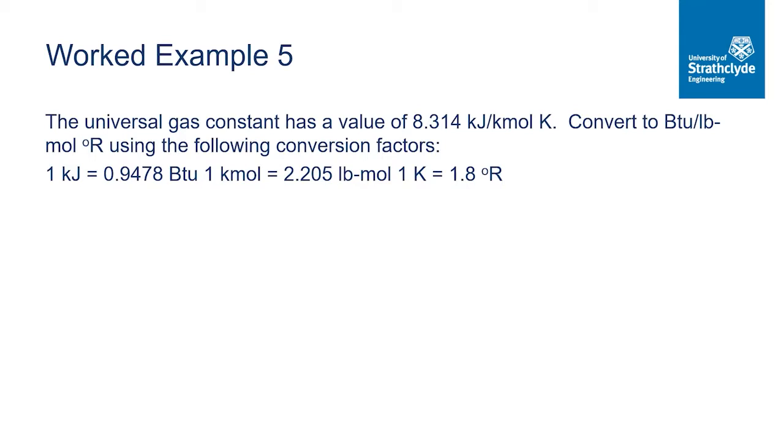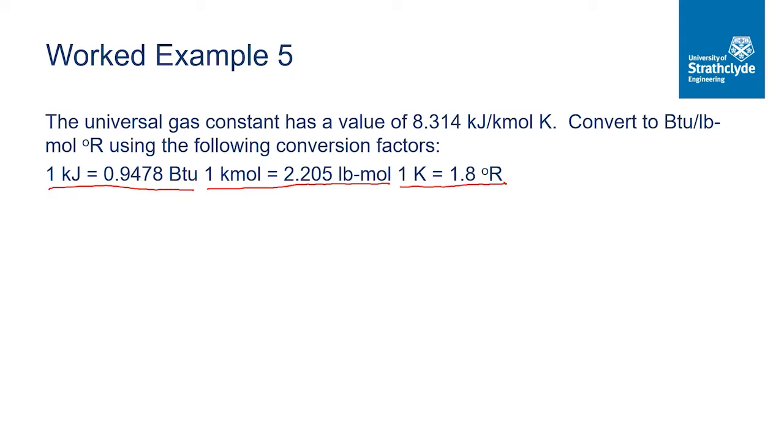In this example, we are asked to convert the universal gas constant from kilojoules per kilomole Kelvin to British thermal units per pound mole degree Rankine. And so we begin actually with our conversion factors for each of these units. So 1 kilojoule in terms of British thermal units, our 1 kilomole in terms of pound moles, and our 1 Kelvin in terms of degree Rankine.